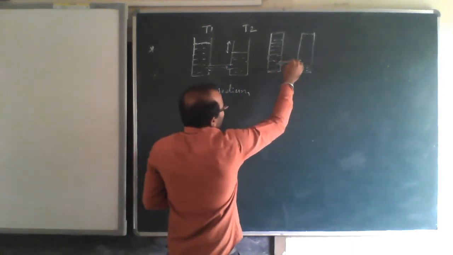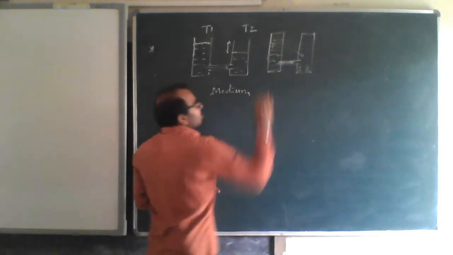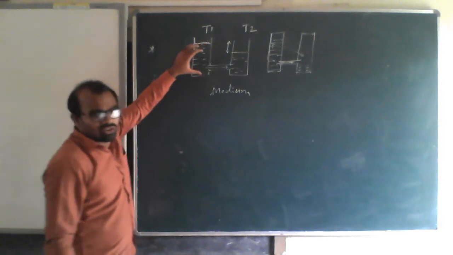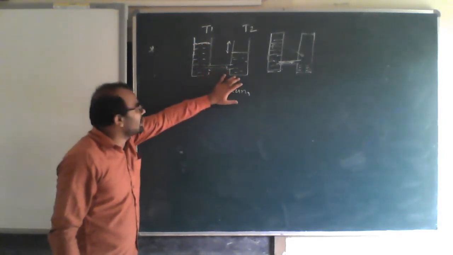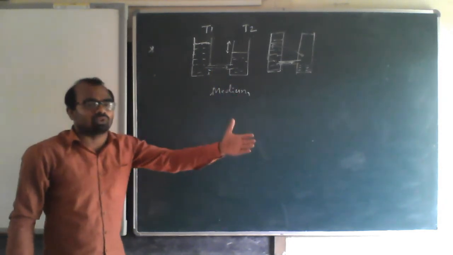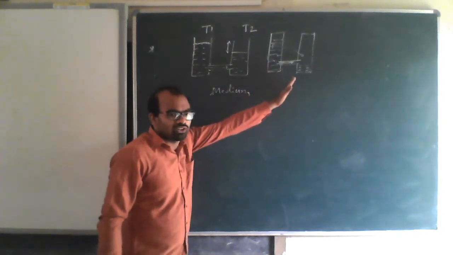Here the flow of water is more because the difference between the potential of water is more. So if the potential or the amount of water present in tank 1 and tank 2, whose difference is more, then the current will be more. That means flow of water will be more here. Here also flow of water will be more.